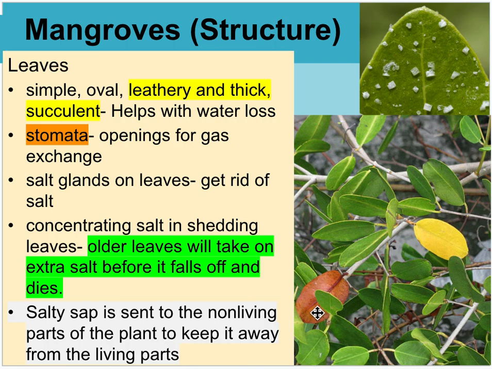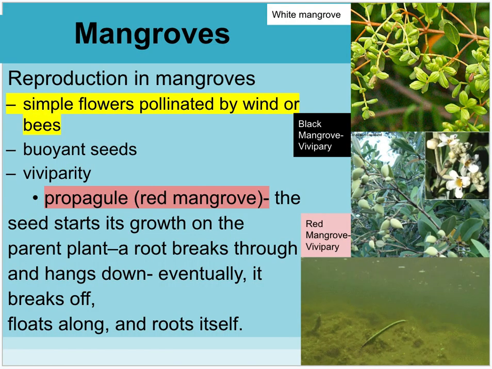So as a mangrove goes through its life cycle, if a leaf is getting old and is about to die, it not only will push salt through the salt glands, but it will push salt to the dying leaf and just say, hey, it's going to fall off anyways. Let's send a bunch of our salt there. So a very high salt concentration in the dead leaves. Another place it pushes its salt is actually into the sap, and the sap, it will push to the non-living parts of the plant, so it just stays away from the living tissue. So it actually has a super salty sap that it hides away from everything else.